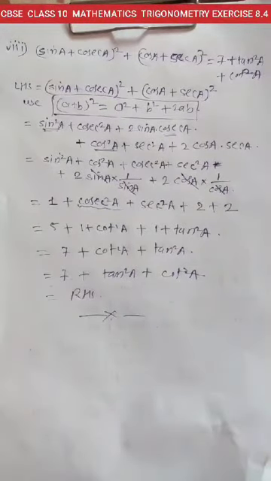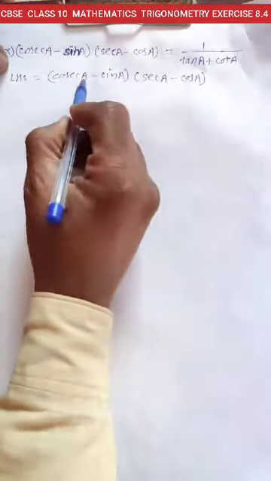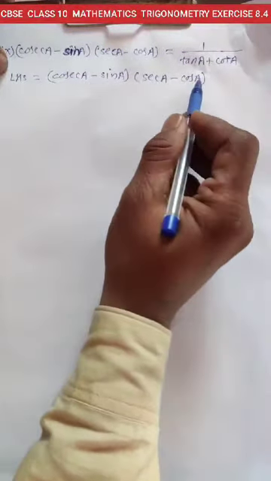Okay. Now students, our question number is 9. (cosec A minus sin A) into (sec A minus cos A), and we have to prove that it equals 1 upon tan A plus cot A. In this example, a hint is given, and the hint is to solve the LHS and also the RHS separately. So we take the LHS as (cosec A minus sin A) into (sec A minus cos A).